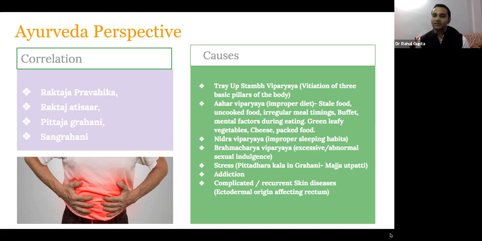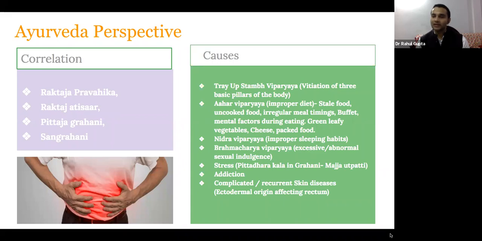Buffet system. That means if you are eating your meals in a standing position, you can get UC. Next one is the mental factors. The mental factors are also very important in ulcerative colitis. If you are not focusing on the diet you are eating, or watching TV, or having a conversation with your friends, or even if you are angry with something and you are eating your diet, the diet is not going to help you anymore, and it can cause any digestive ailment, including ulcerative colitis in the future. Certain kinds of food, that is green leafy vegetables, cheese, and packed food, are very dangerous.